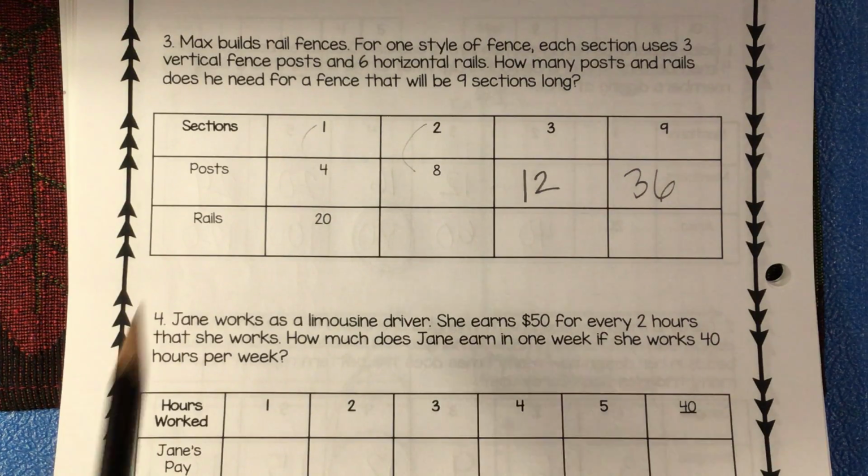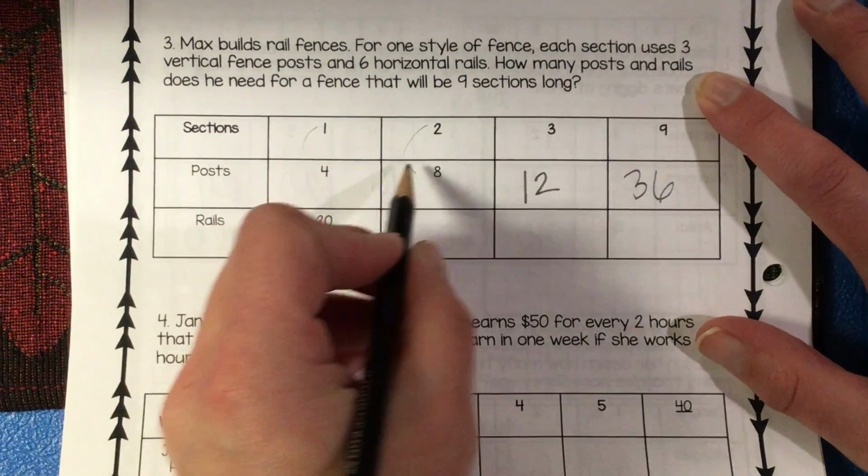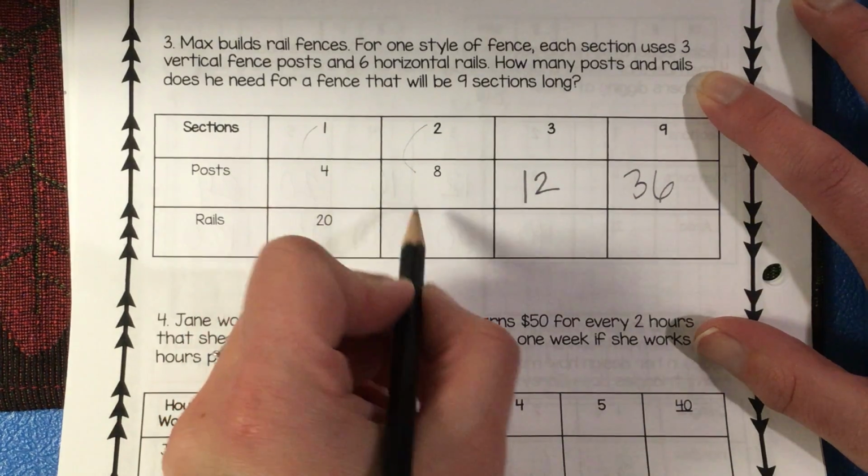Good. How do we get from posts to rails? Times 5. Oh boy. What's 8 times 5? 40.